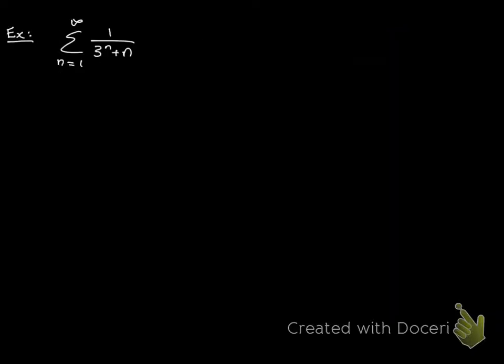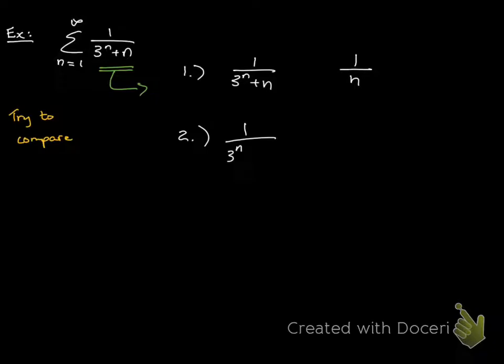Okay, so let's look at this again. 1 over 3 to the n plus n from n equals 1 to infinity. Okay? So we know this is like a geometric and harmonic series. Okay, so let's kind of dissect those, and I want to figure out if I'm comparing to the harmonic or geometric. We have two options: to compare to the harmonic or to compare to the geometric series, which is really more like 1 over 3 to the n. Okay, one of those converges, the other diverges.